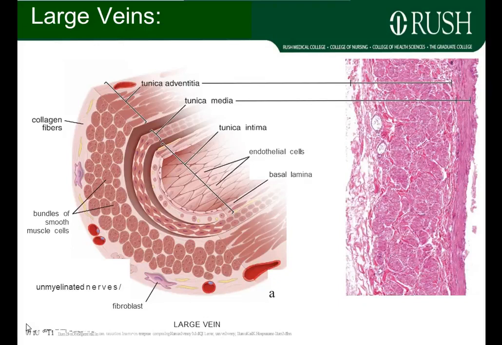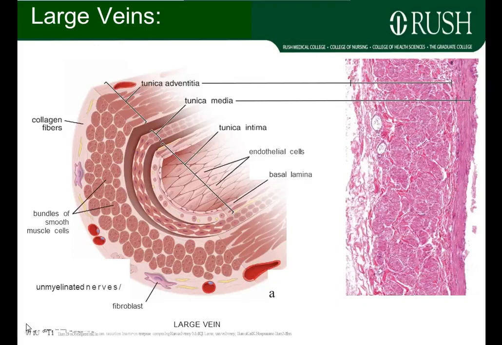The largest veins, such as the vena cava, have very distinctive features. So let's start next to the lumen, looking at the tunica intima. Like the largest arterioles, they have a thicker tunica intima than most other vessels. They also may have a distinct internal elastic lamina. They have a tunica media with, usually, up to about 10 to 20 layers of smooth muscle.